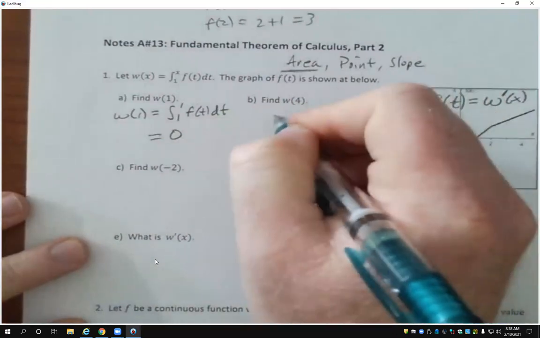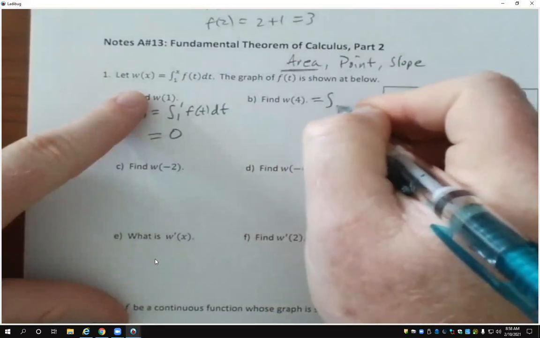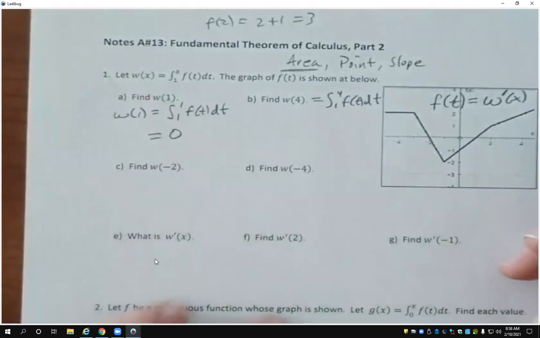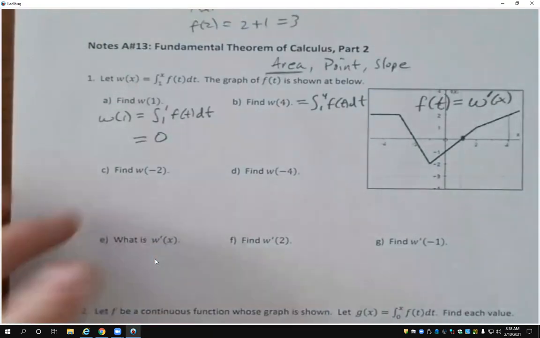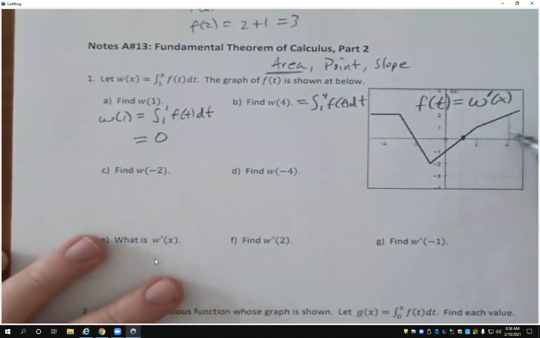We're finding W of 4. W of 4 is equal to the integral from 1 to 4 of F of T dt. So we're integrating from 1, which is this point right here, to 4, which is right here. We need that area, okay? Now, that's not a shape that we know the area of. This is a 4-sided shape, but we don't know the area of this thing. It is not a trapezoid because there are not opposite sides parallel.